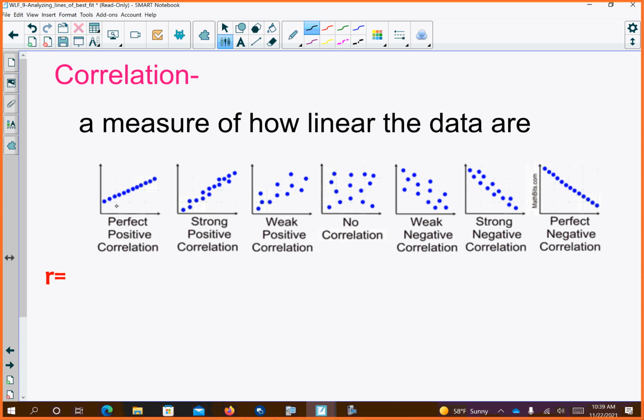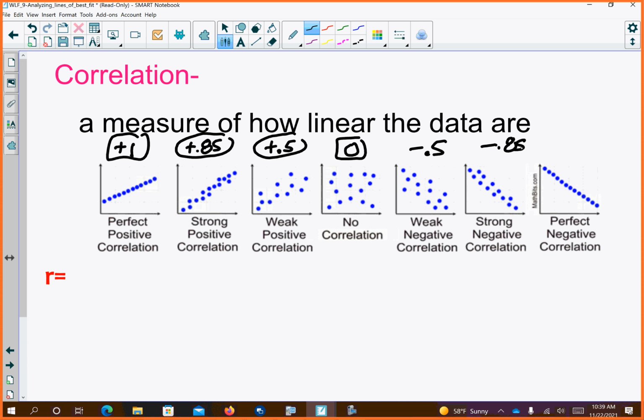So the R value, so this perfect correlation would have an R value that's close to +1. This, a strong positive, you would have a positive probably 0.85 correlation. This is a weak one, so this would be probably a positive 0.5. No correlation is very close to 0. And then we got negative weak, so we'd have negative 0.5, negative 0.85 roughly. And again, I'm guesstimating on these, and negative 1.